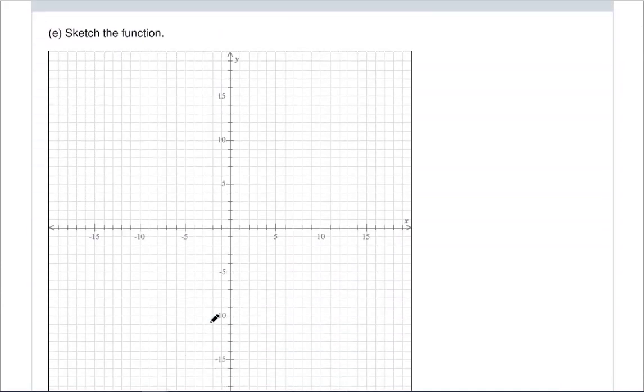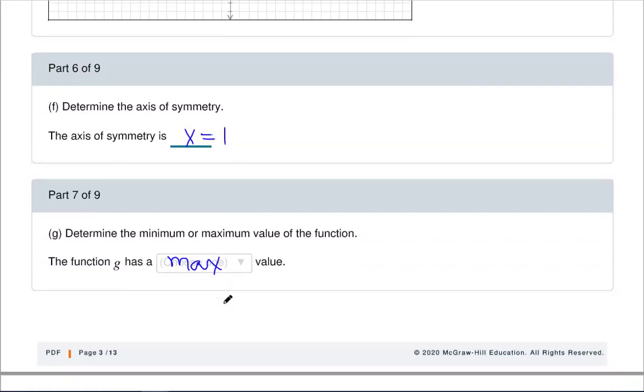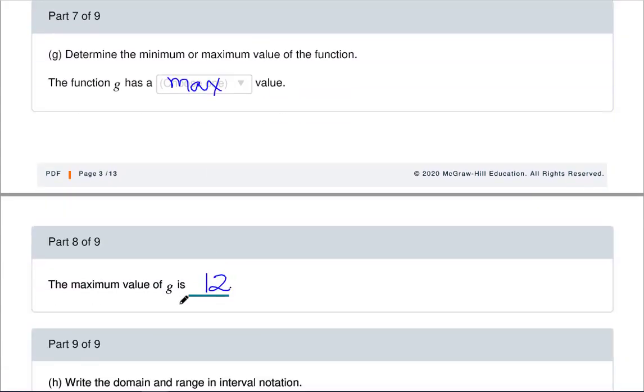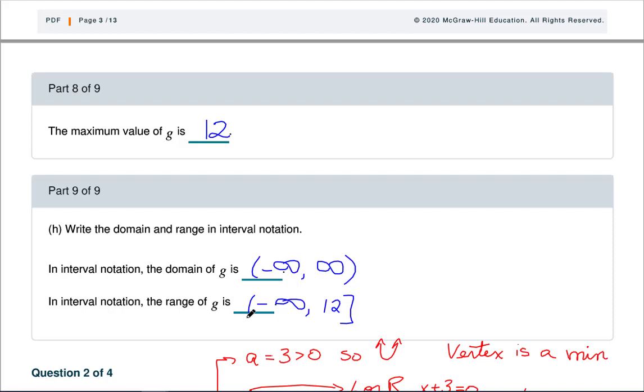Let's see, we already made a sketch. Axis of symmetry was x equals the first part of the vertex. We did have a maximum. And the highest point, or the maximum output, was 12. That's its maximum value. And we already noted the answer to the question about the domain and the range.